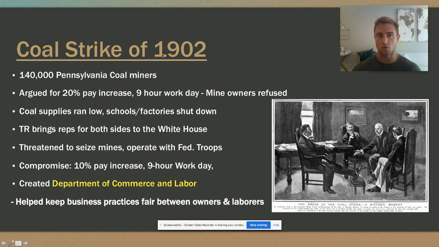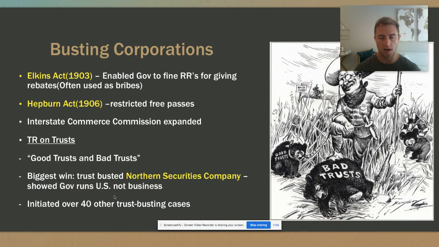Also, we see with this coal strike of 1902 one of those regulatory agencies that Teddy Roosevelt likes, the Department of Commerce and Labor, to help keep business practices fair between the workers and the owners. In general, we see laws coming in, in this progressive era, that directly start to root out the corruption that emerged in the Gilded Age. The Elkins Act, the government can now fine railroads for giving rebates that were often used as bribes, or the Hepburn Act that restricted free passes that were often given to politicians or journalists.